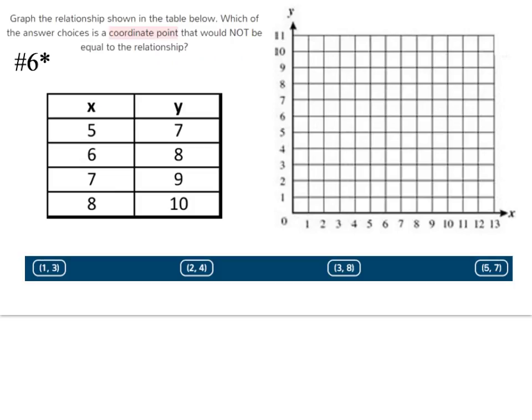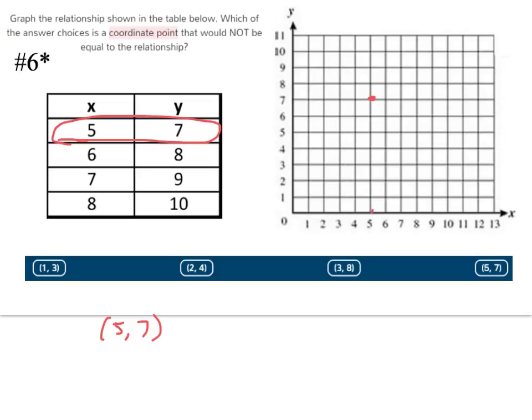So for this example, it says graph the relationship shown in the table. So let's go ahead and do that first. Our first ordered pair would be 5, 7. Because I'm taking it straight from the table, so 5, 7. So on the x-axis, let's go to 5. 5 is right here. Let's go up to 7. And our first dot will be placed right there.